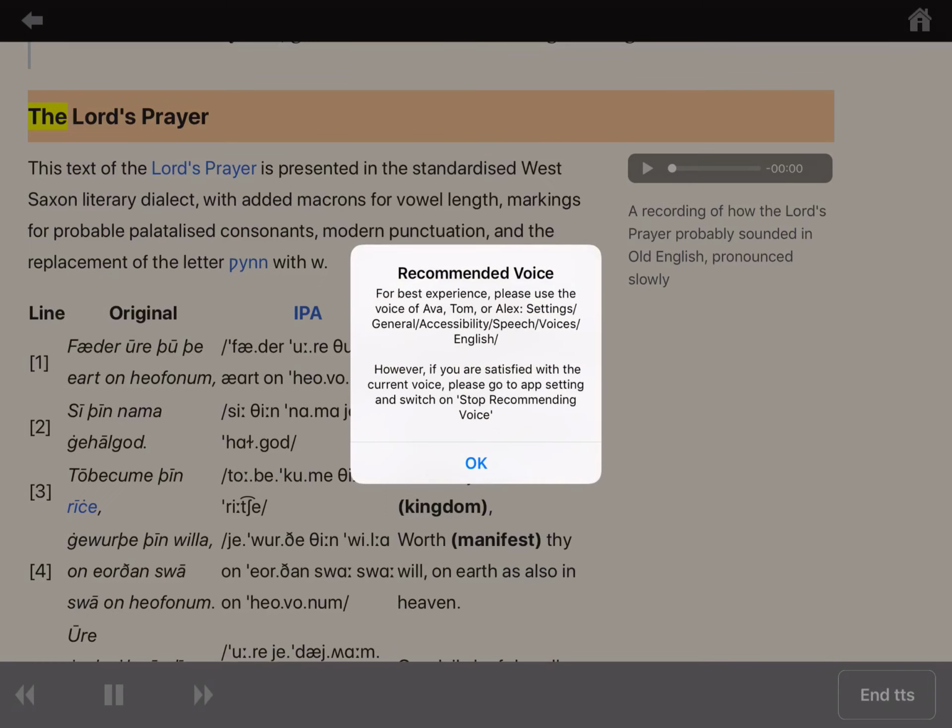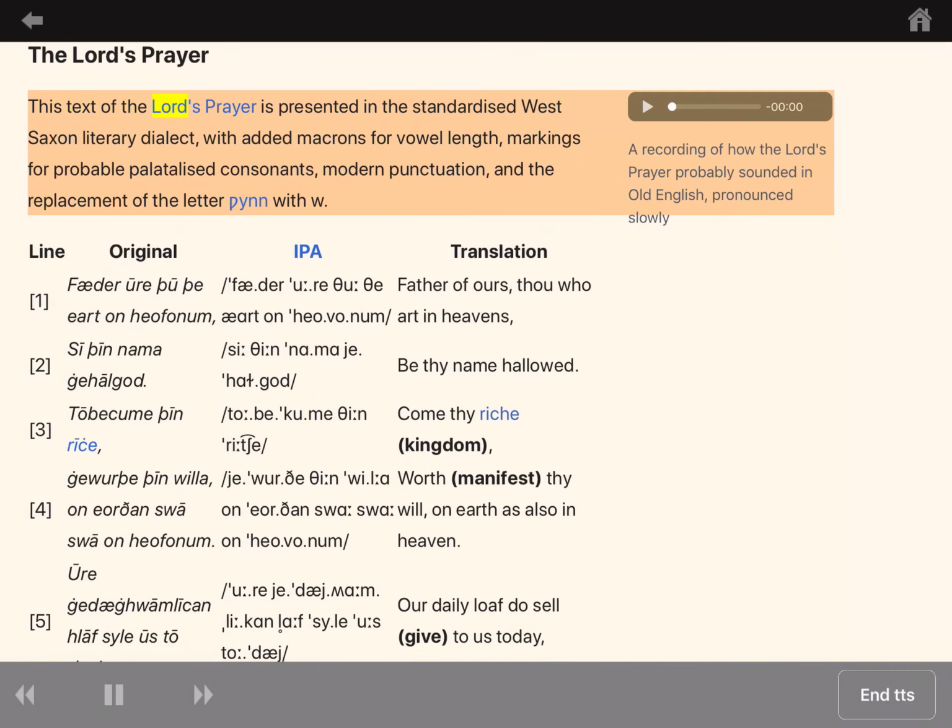The Lord's Prayer. This text of the Lord's Prayer is presented in the standardized West Saxon literary dialect, with added macrons for vowel length, markings for probable palatalized consonants, modern punctuation, and the replacement of the letter wynn with W.